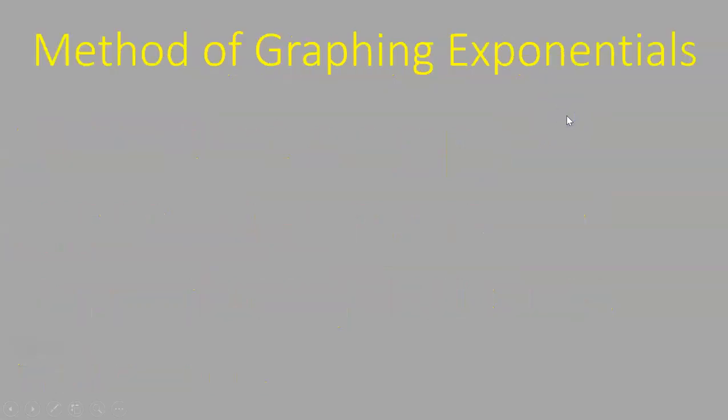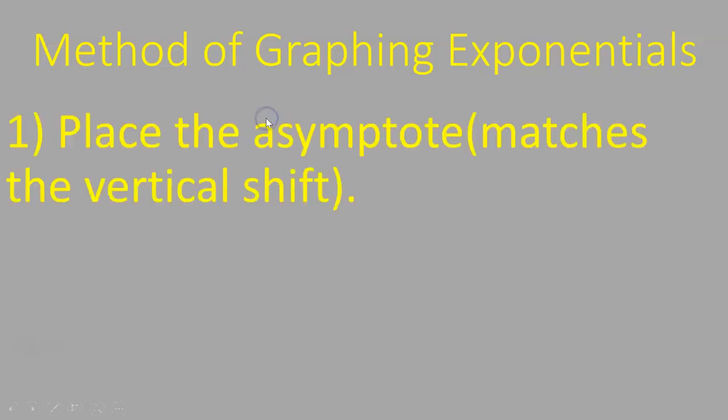Okay, so how do we graph these? How do we get a rough graph? Of course, you can always go to a graphing utility like Desmos, but the test is going to want to make sure you understand the basic appearance of it and features of it. Okay, so if you're having to graph some by hand, the first thing you want to do is place the asymptote. It's going to match the vertical shift, which we'll review with 3 examples, but it's the big number that you're adding or subtracting.